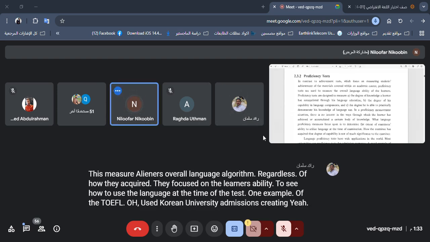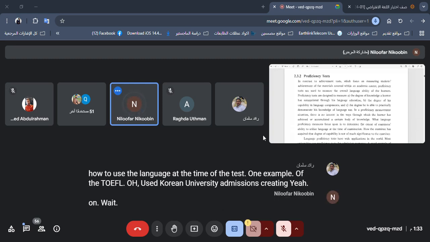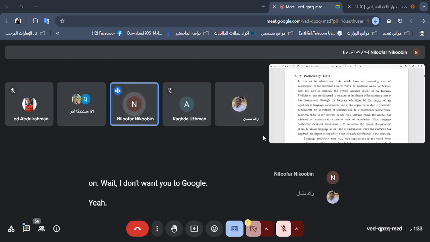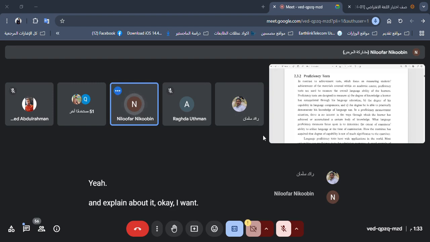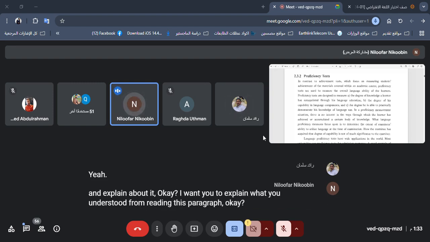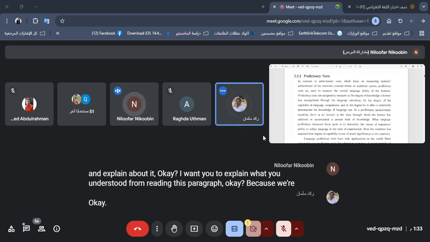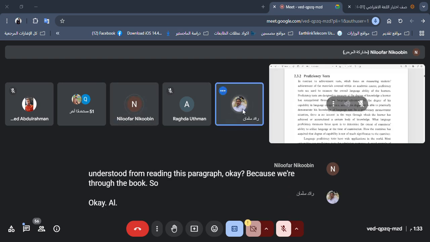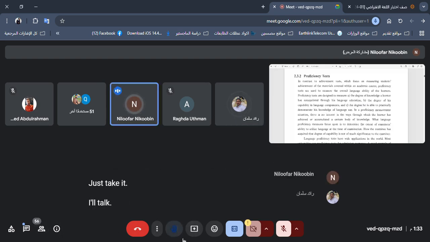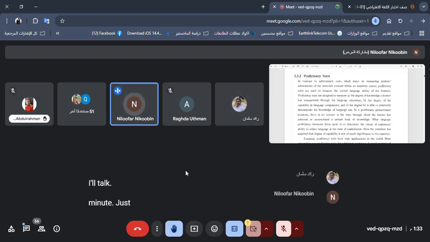Wait, hold on. I don't want you to Google and explain about it, okay? I want you to explain what you understood from reading this paragraph, because we're learning through the book. No problem, just take a minute. You have a minute or two to read and tell me what you understand.